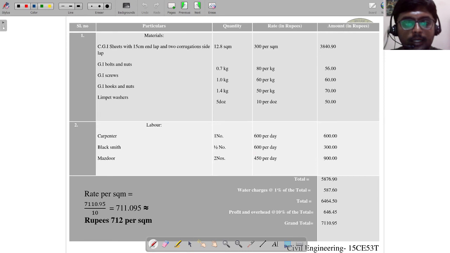Next, let us tabulate the materials. So what all we need? So we need CGI sheets with 15 centimeter end lap and 2 corrugation side lap. So we have 12.8 square meter as per our calculations at the rate of 300 per square meter. So the amount is 3840.90 rupees. So also we need fixtures such as GI bolts, screws, GI hooks and nuts and washers. These are the quantity required 0.7, 1, 1.4 and 5 dozens.